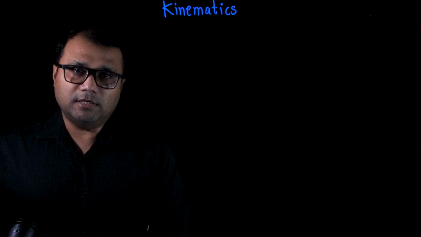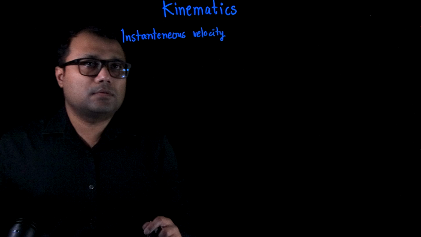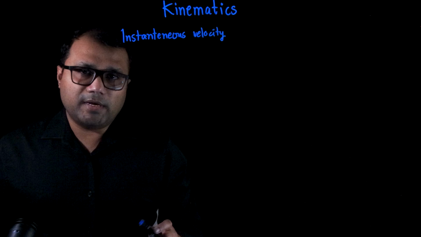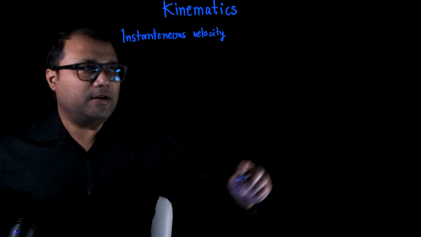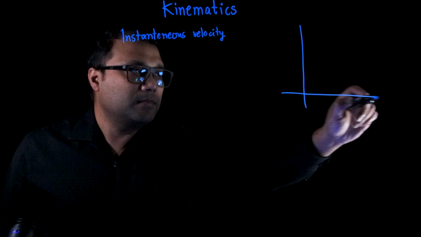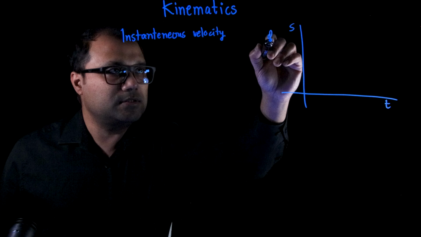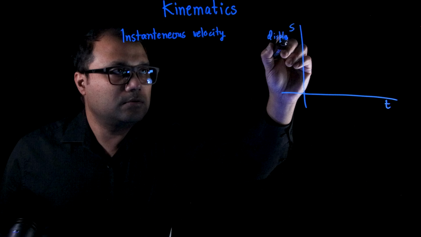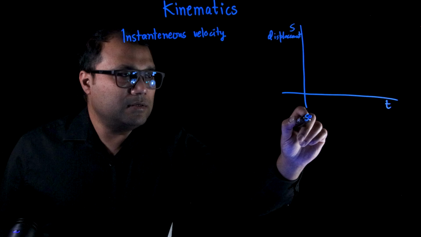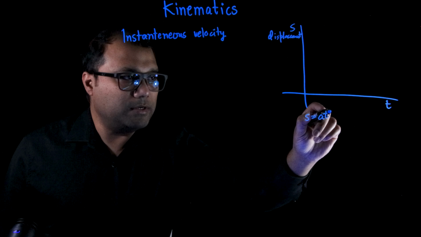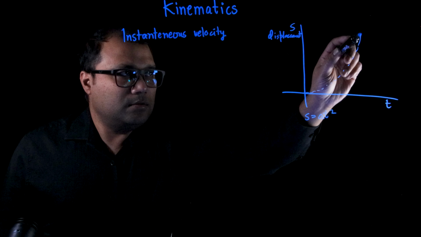Next we will talk about instantaneous velocity. So to explain instantaneous velocity, let's first draw a displacement time graph. Okay. So displacement in the y-axis, time in the x-axis, this is displacement. Let's assume displacement is a function of time like this, a t square. So this will be something like this. Okay.